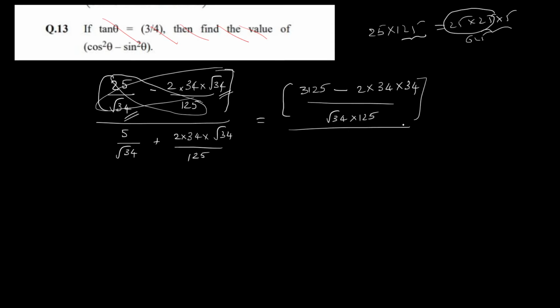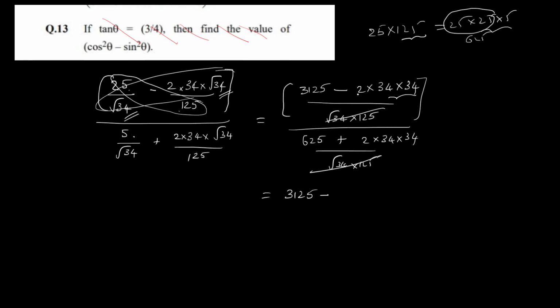I've told you how to do the cross multiplication for fractions. First thing first, this number into this number minus this number into this number. That means numerator of the first fraction into denominator of the second, minus or plus or whatever it may be, numerator of the second into denominator of the first, by the product of the denominators. So similarly here I'll get 5 into 125, it is 625, plus 2 into 34 into 34 by root 34 into 125. So here both the denominators get cancelled, and the answer is 3125 minus 34 square into 2.